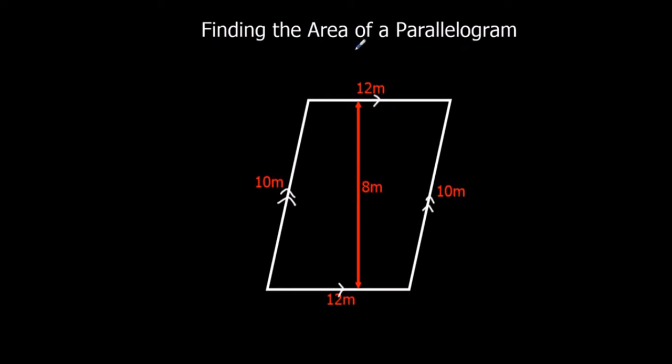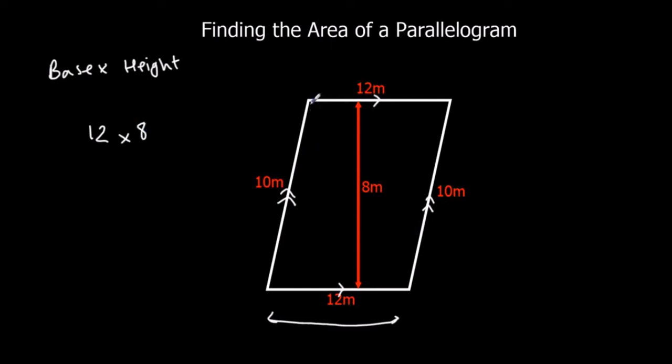When we need to find the area of a parallelogram, it's exactly the same as a rectangle. It's the base times the perpendicular height. The base times the height. And that's the area of a parallelogram. In this case, the base here is 12, and the perpendicular height, not the slanted height, the straight up vertical height, is 8. So 12 times 8.